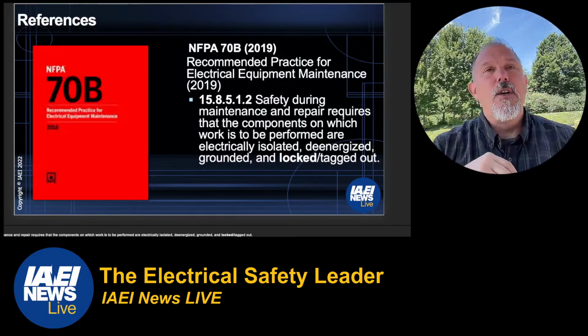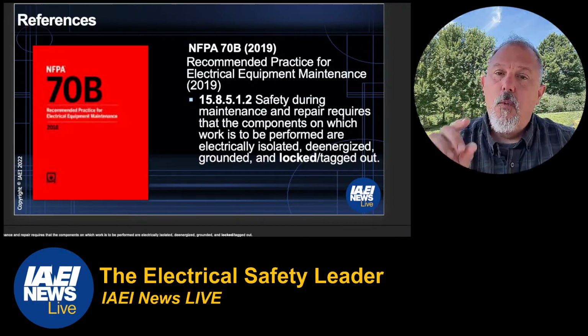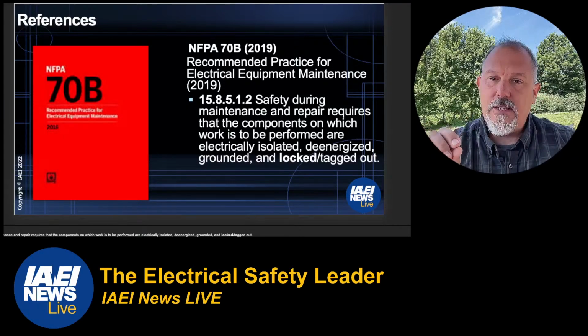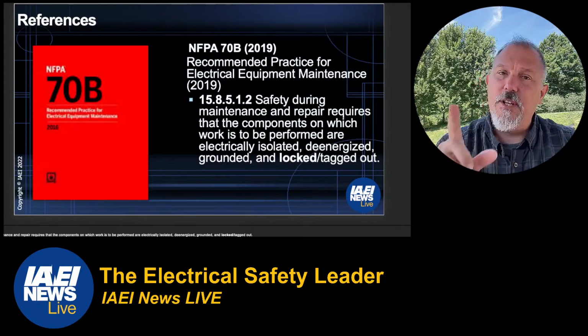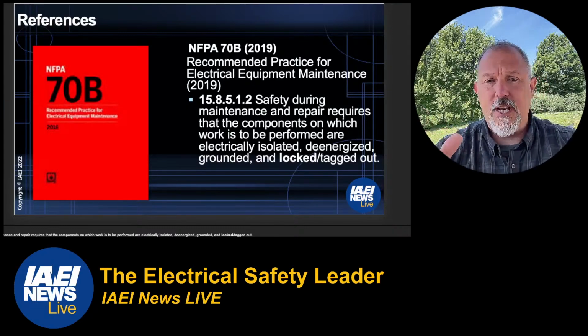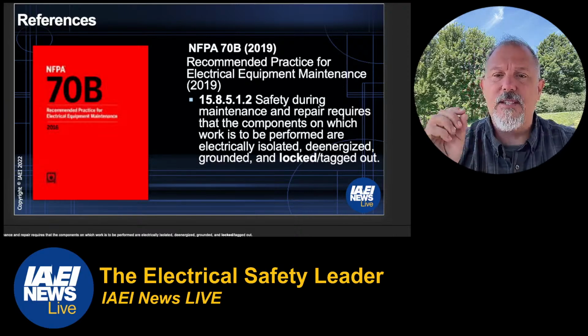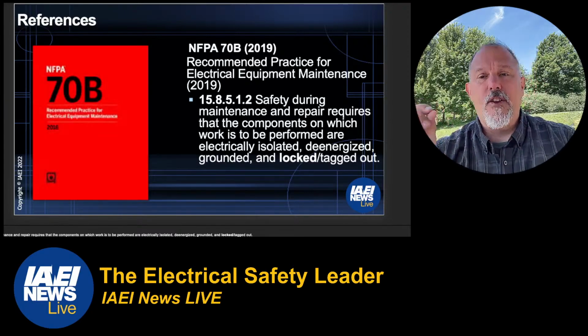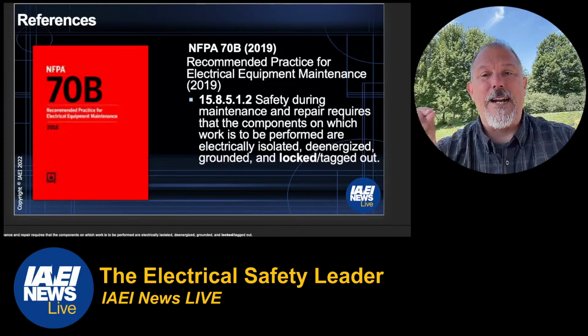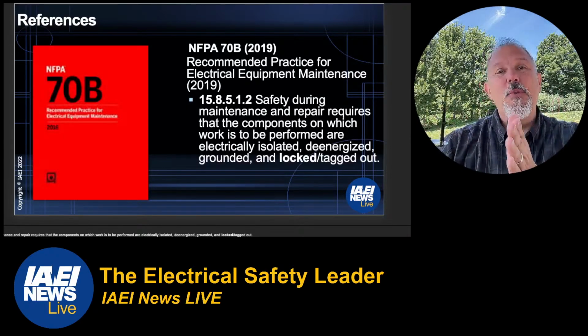70B. So 70B is important on many different fronts. One, they have recommended practices. So in 15.8512, which 70B is moving to a standard, so keep that in mind. All your section numbers are going to probably change. But for this edition, 15.8512 says safety during maintenance and repair requires that components on which work is to be performed are electrically isolated, de-energized, grounded, and locked and tagged out. Now that's just when you're doing maintenance.